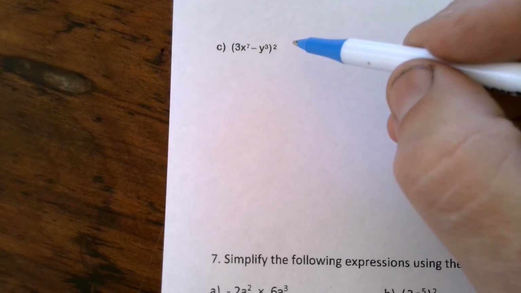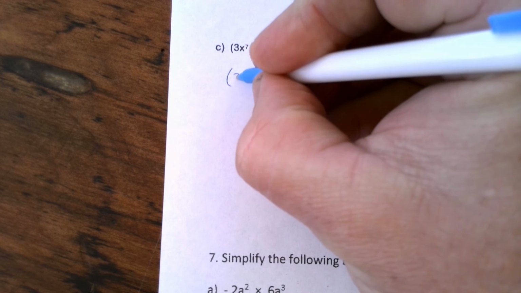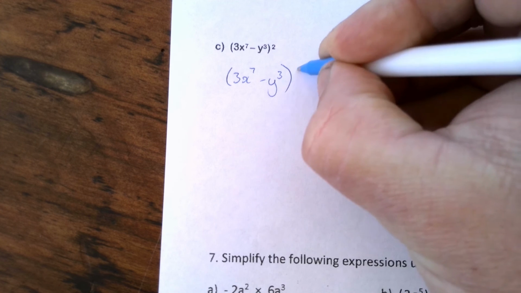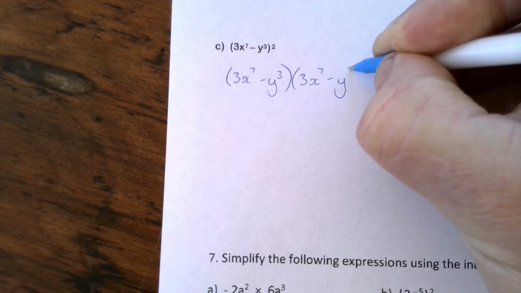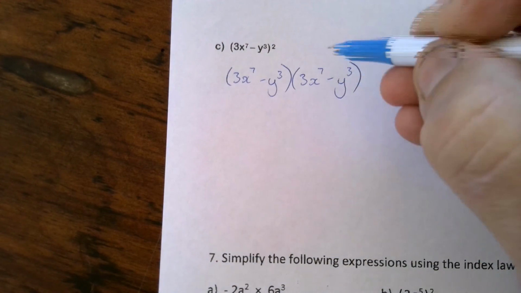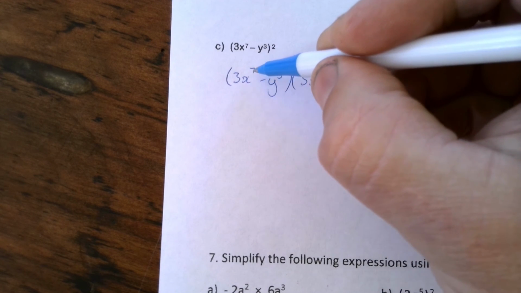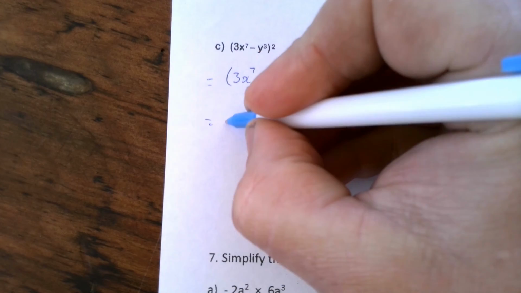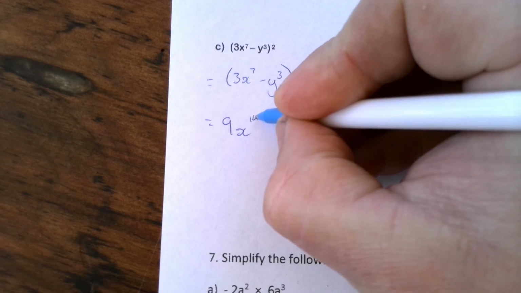6c is going to need you to use your indices laws again. So it's nice and clear, remember this is the same as this number, whatever it is, multiplied by itself. The first thing we need to do now is expand this out using indices laws. So 3x to the power of 7 times 3x to the power of 7: 3 3's are 9, x to the 7 plus 7 makes 14.